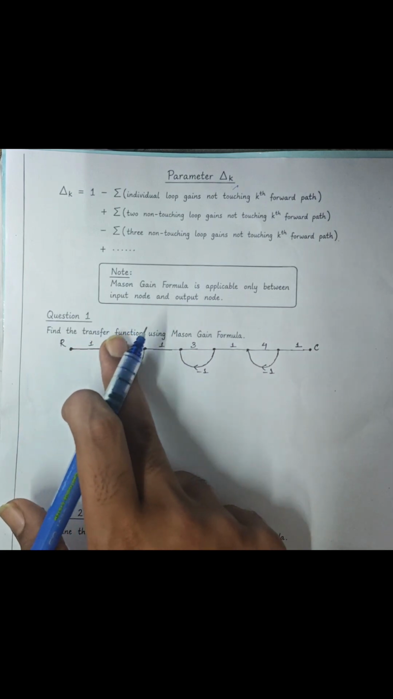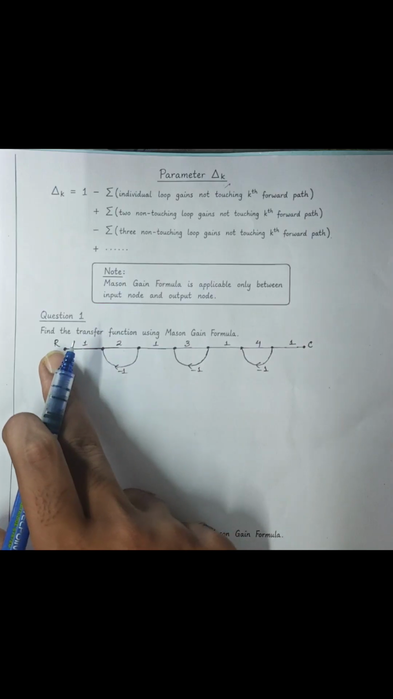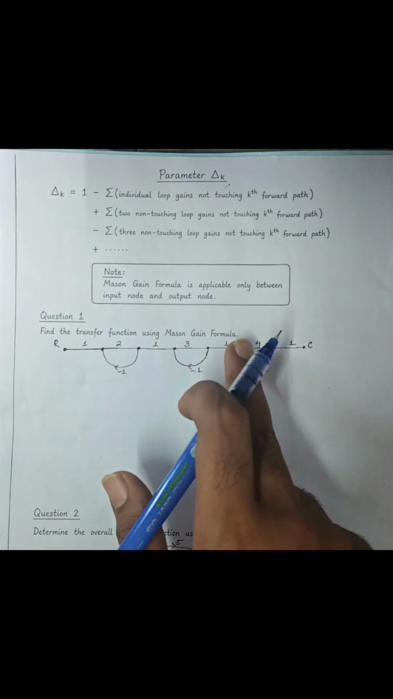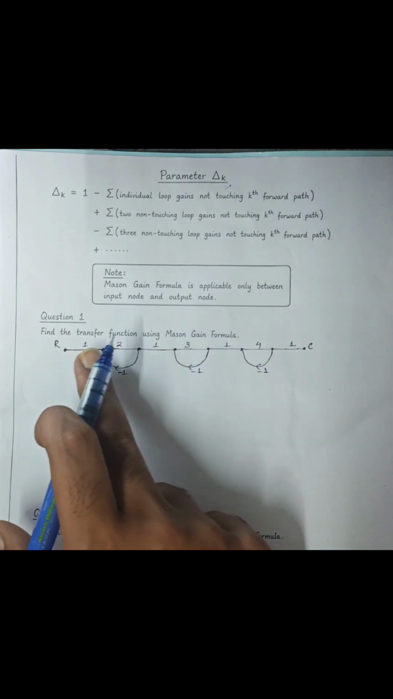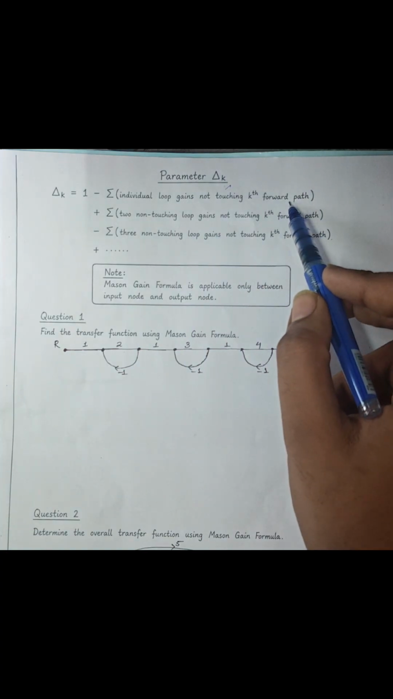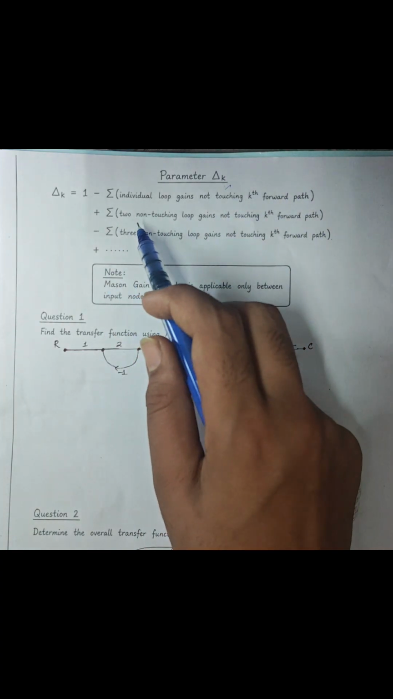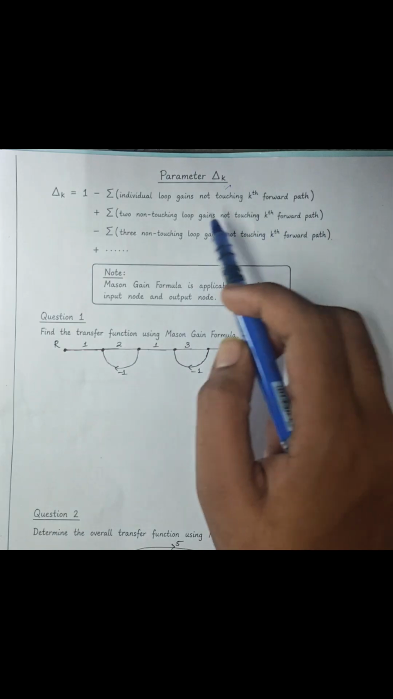So if, like in this question, there is this loop and this loop, the forward path is only 1, 2, 1, 3, 1, 4, 1. This is the only forward path here. So the loops that are not touching this forward path: there are zero loops. So here the answer will be 0. Now two non-touching loop gains that are not touching the kth forward path. So how many loops are not touching the kth forward path and are also not touching each other? This series also continues.